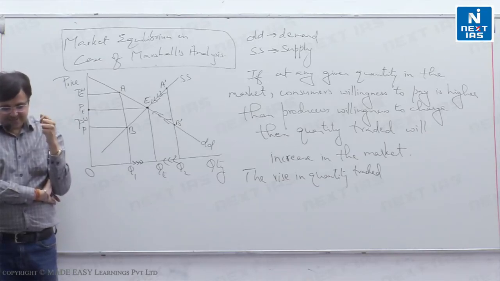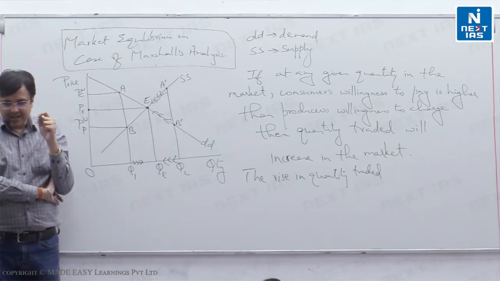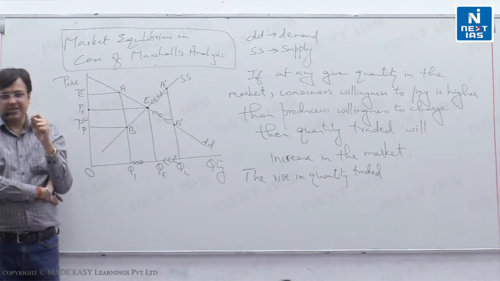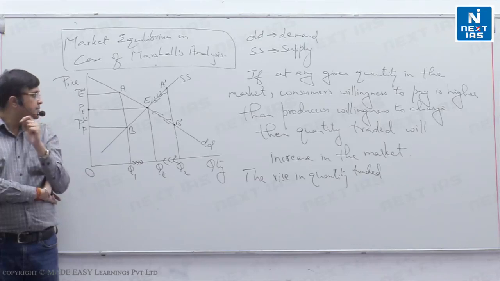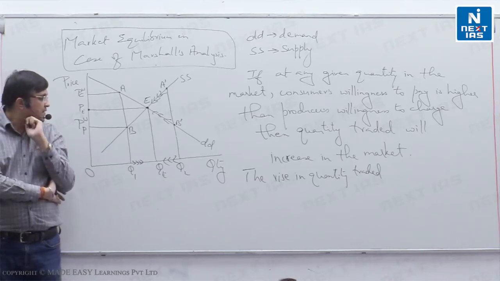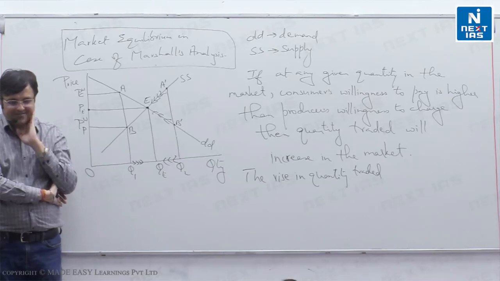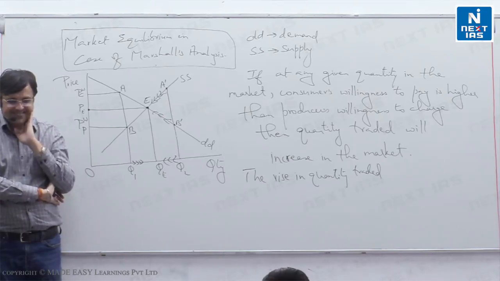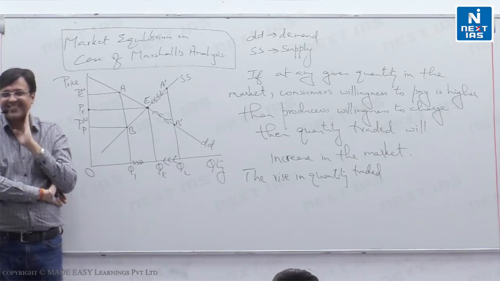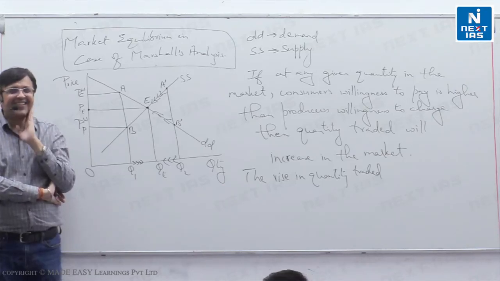All right, let's see this. So if quantity traded is higher than equilibrium quantity, then the willingness to pay of the consumer is higher. All right.